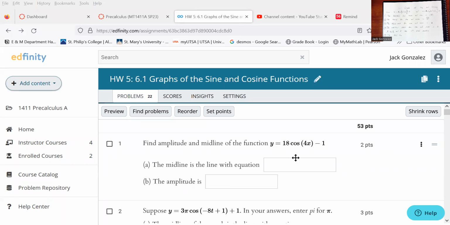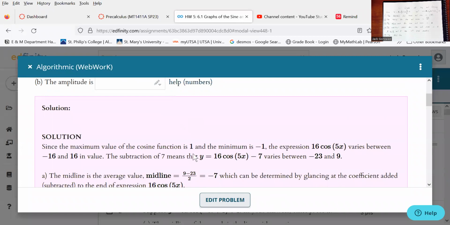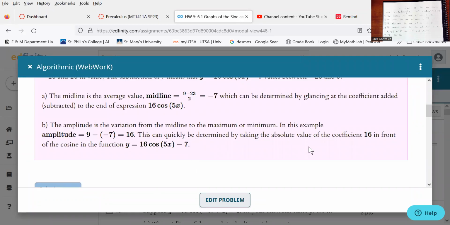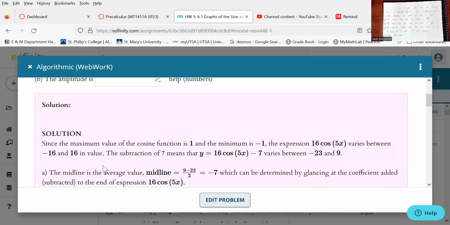All right. So we can move this. You guys see this? Let's look at the example here. So find the amplitude and midline of the function y equal to 16 cosine 5x minus 7. So right away you should see that 16 and think, okay, whatever number's in front, capital A, amplitude, right? That's what we said. And I'll show you graphically what that means. But for now, that's how you find it. It's just that number. Okay.